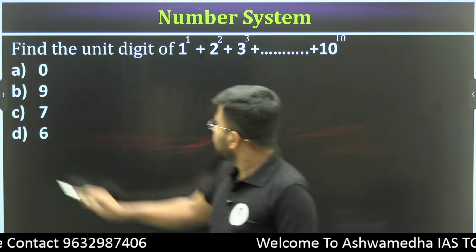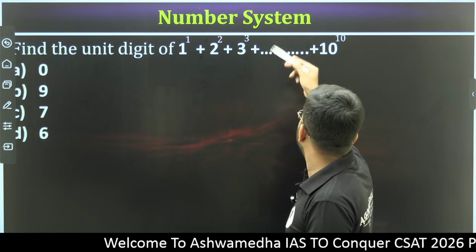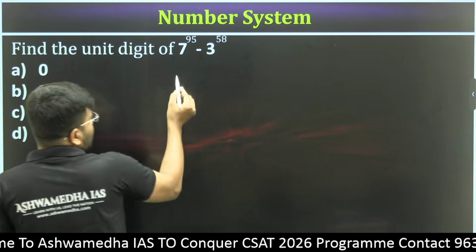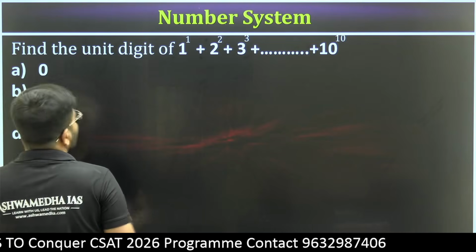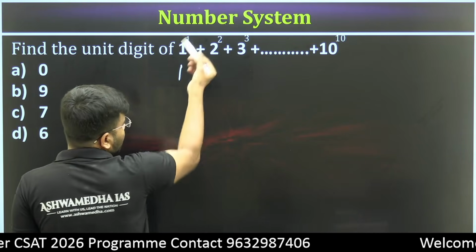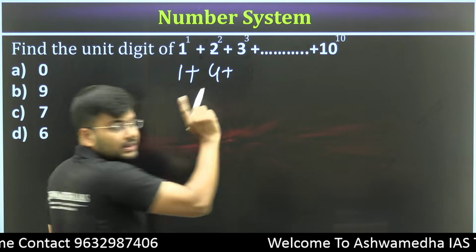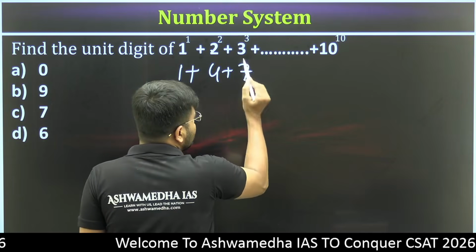Now let's see, find the unit digit of 1 to the power of 1 plus 2 square plus 3 cube, plus so on and so forth up to 10 power 10. Find out. If it is plus, 1 to the power of 1 is 1 itself as the unit digit. 2 square is 4 itself. 3 cube is 27. Then the unit digit would be 7.